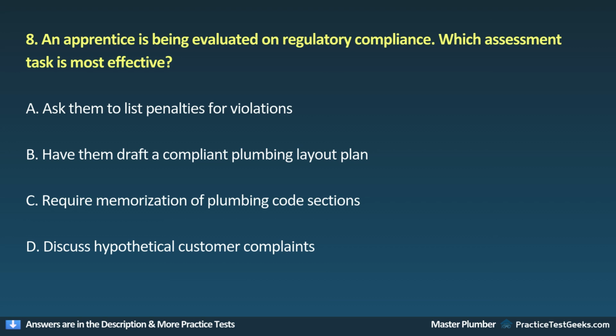8. An apprentice is being evaluated on regulatory compliance. Which assessment task is most effective? A. Ask them to list penalties for violations. B. Have them draft a compliant plumbing layout plan. C. Require memorization of plumbing code sections. D. Discuss hypothetical customer complaints.